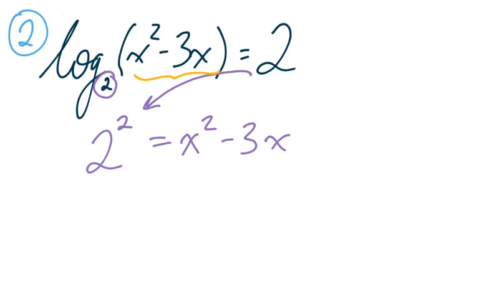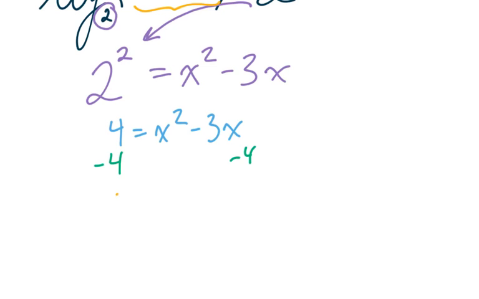Now we want to do a little bit of manipulation. 2 squared is 4. And now we have a quadratic. So what that means is we need to get it equal to 0. So I'm going to subtract the 4 on both sides. And we'll have 0 equals x squared minus 3x minus 4. And I want to factor this thing.